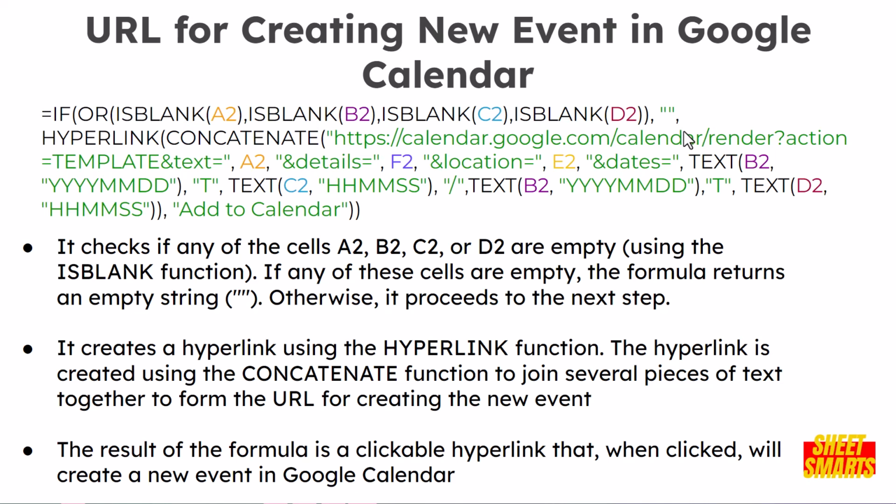So the actual formula that I have used is shown here. I first use the isBlank function to check if any of the important cells are empty. I also need to use the concatenate function to join the data from the cells in Google Sheet to form the standard URL. This will ensure that when I click on the Add to Calendar link, all the information about the event is captured.